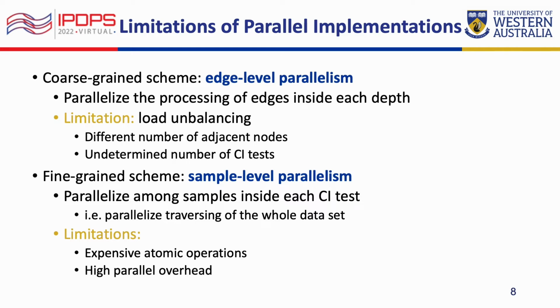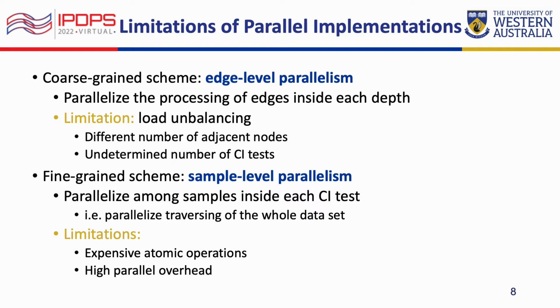Second, if we find a set S such that the independence hypothesis holds, then the remaining CI tests for the edge can be stopped, which means we cannot know in advance the number of CI tests to be tested.